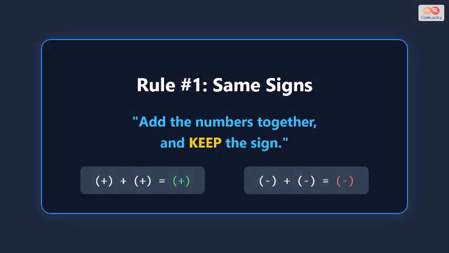So here is the rule for same signs. If the signs are the same, you just add the numbers together and keep the sign. A positive plus a positive stays positive. A negative plus a negative stays negative.